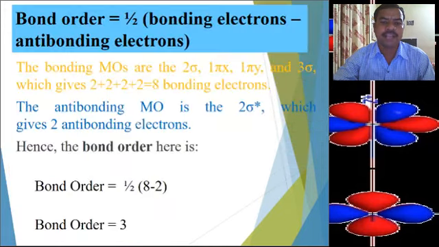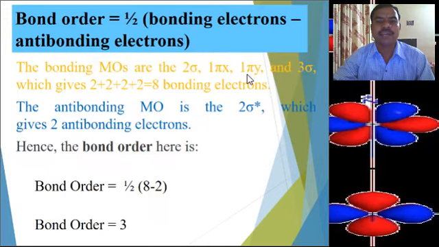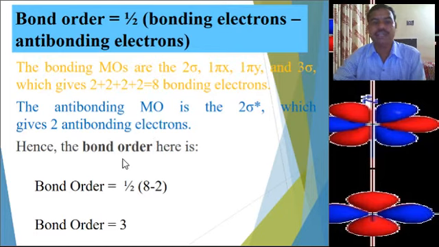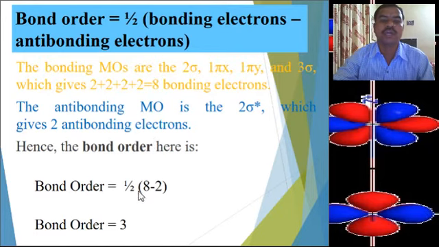Here in this diagram, the bonding molecular orbitals are the 2 sigma, 1 pi x, 1 pi y, and 3 sigma, which gives 2 plus 2 plus 2 plus 2, that is 8 bonding electrons. Then the antibonding molecular orbital is the 2 sigma star, which gives 2 antibonding electrons. Hence, the bond order of the CO molecule is 1/2 times bonding electrons minus antibonding electrons, that is 8 minus 2 divided by 2. The bond order of the CO molecule is 3.